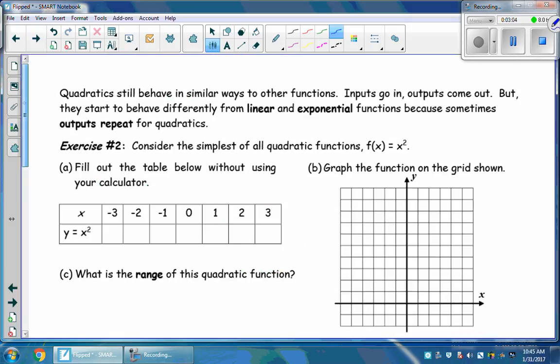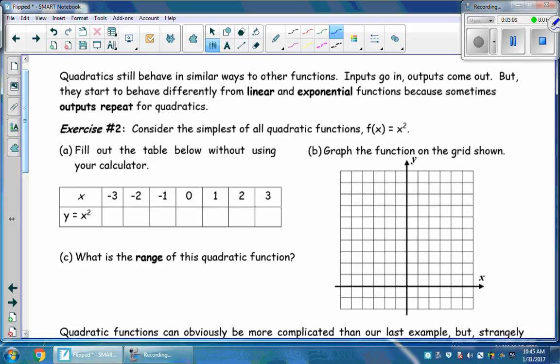All right, so now that we've talked a little bit about what it means to be a quadratic in terms of it being an x squared, a second degree polynomial function, we're going to talk about what the graphs are going to look like. And it's important for us to understand that quadratics are really just a type of function. Just like any other functions, our inputs are going to go in, our outputs are going to come out.